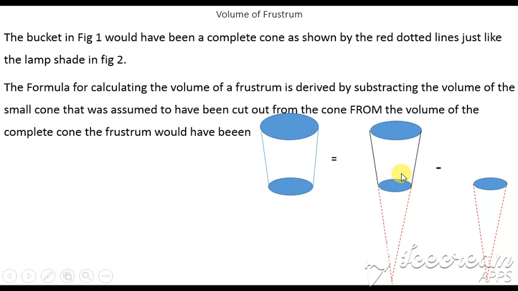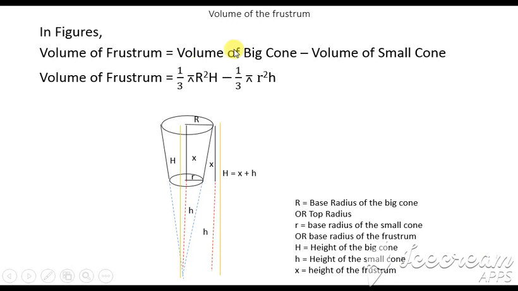That means the volume of the cone it would have been if it hadn't been cut, minus the volume of the cone that was cut from it to make a bucket. You can see that if this was cut from this whole cone, then you have a bucket. That's why our volume is the volume of the big cone minus the volume of the small cone. Like you know, the formula for the volume of a cone is 1/3 pi r squared h. That's what you use for the big cone, and for the small cone.